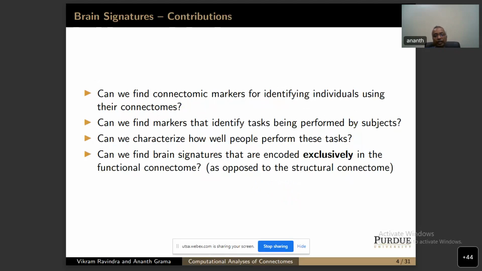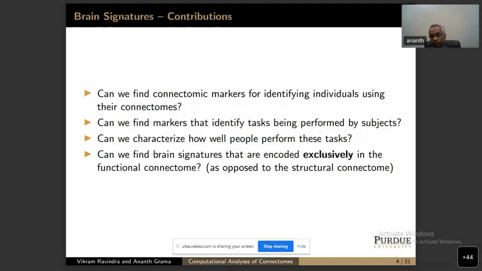All right, so here are the questions we're going to look to answer. Can we find connectomic markers for individuals based simply on their connectomes? The next question, if you can find individual specific markers, can we find task specific markers? So now you're in an fMRI machine, you're doing a motor task, you're doing emotional processing, you're gambling. Could I find out what are the parts of the brain that light up when you're doing these specific tasks?